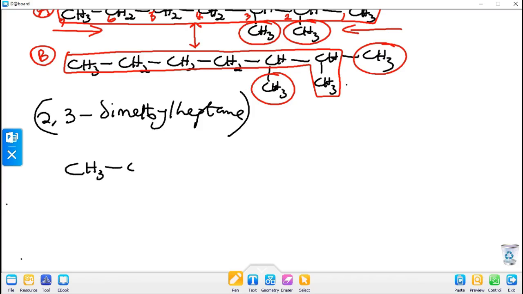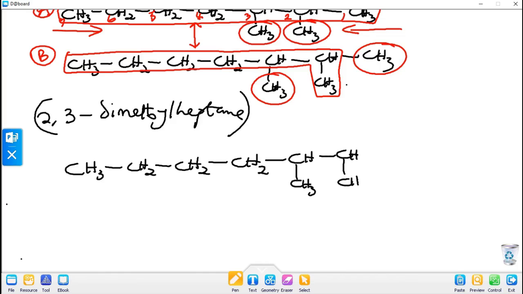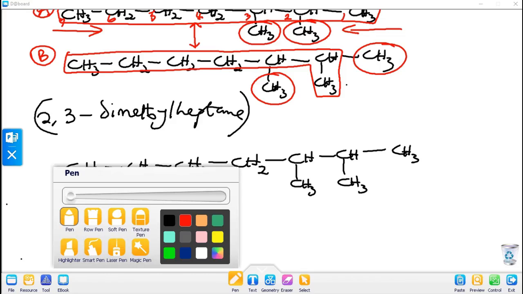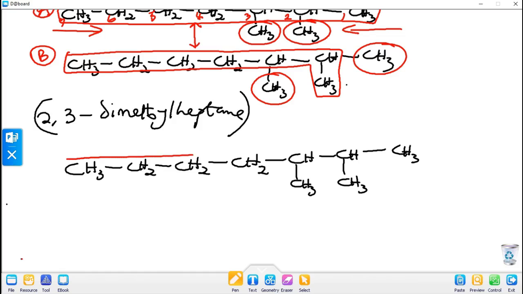CH3, CH2, CH2, CH2, CH, drop down, CH3, CH, drop down, CH3, CH3. And instead of taking the straight parent chain, we decided to pick the L-shaped parent chain. Since we decided to pick the L-shaped parent chain, where do we start our numbering from?